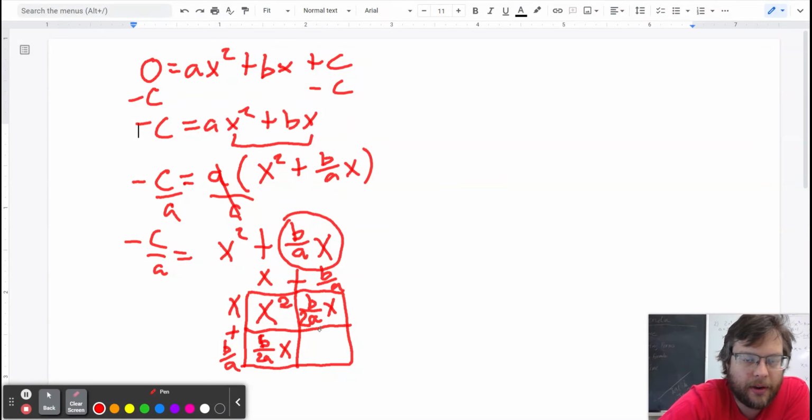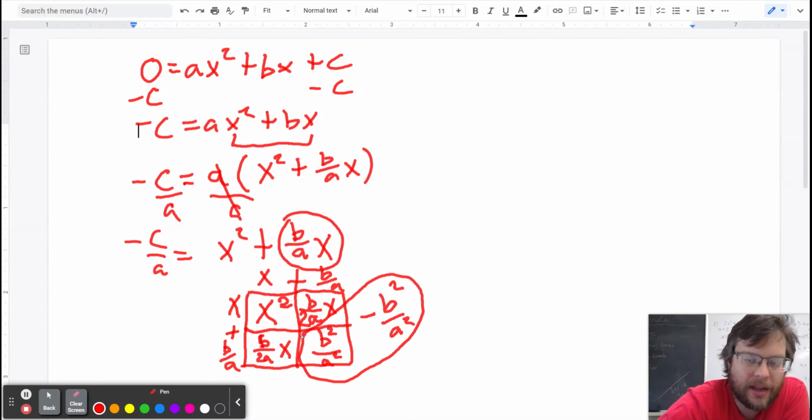But this gives me a little bit of a problem. And the problem is here I have b squared over a squared, and that's extra. So I do this little trick where I subtract b squared over a squared, because then I've accounted for this. If you look at these two pieces, they're the same, so they equal 0.